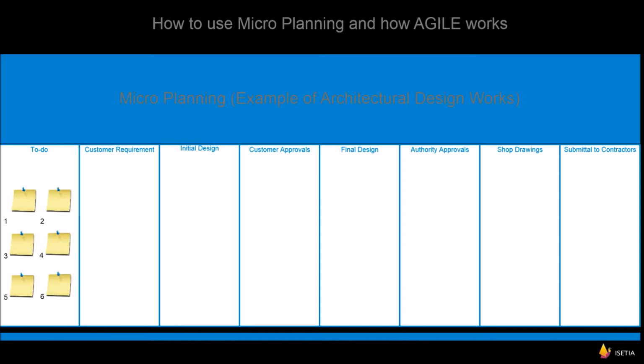I chose the example of design works, architectural design works. This is for construction customers, but Isetia can be used for any industry: IT, service providers, manufacturing, oil and gas, construction, and the public sector. Any kind of organization can manage and plan their team, assign the work and track the work. To give general information, the example we chose is architectural design works, as an industry for construction, with a design team.